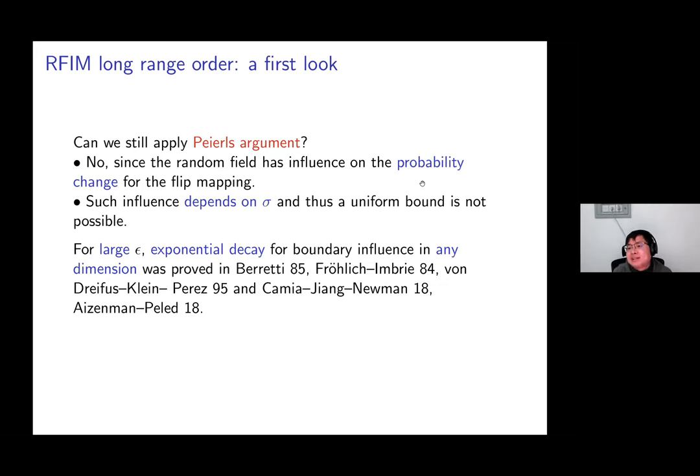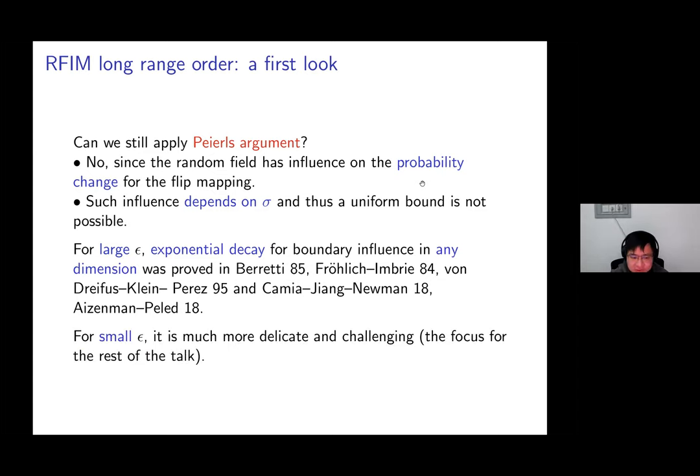It's not too surprising, because when epsilon is large, that means the effect from the external field is really strong. So basically, the spin just tends to agree with the sign of the external field there. In the appendix of Ding and Xia 18, they give a very nice percolation argument to show the exponential decay at zero temperature. It's like a one page argument, but I don't have time to show you here.